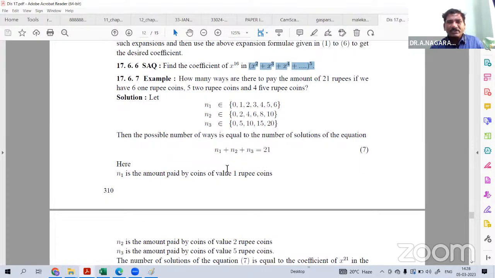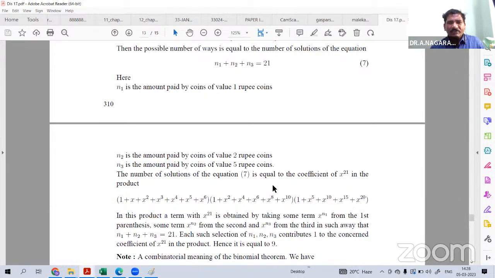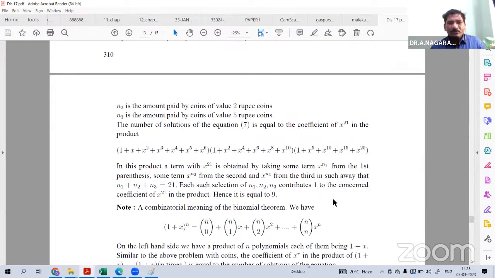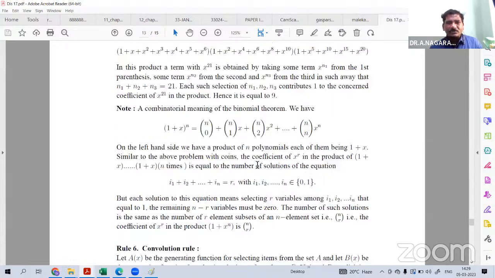I will take n1, n2, and so on up to nn. Then the number of formations we can take comes to a sum of 21. Next to 2, how many do we have, and 5, how many do we have. If we apply the product rule, then I get the result equal to 9. You can refer to this once.